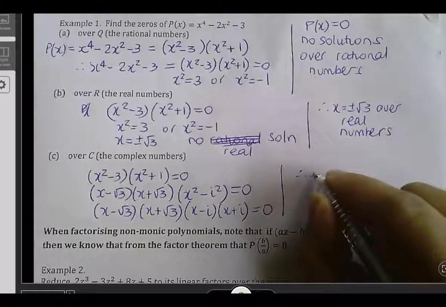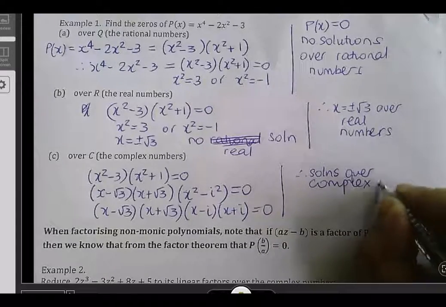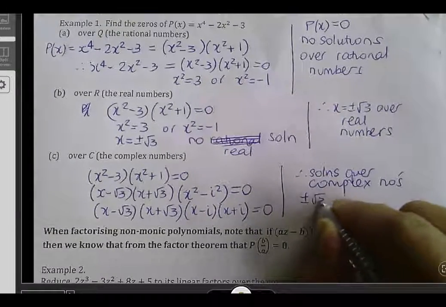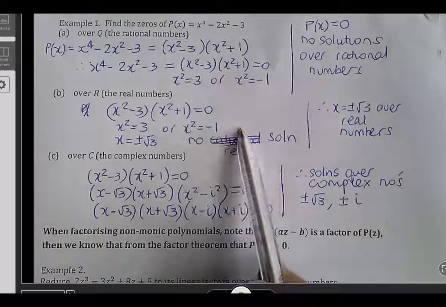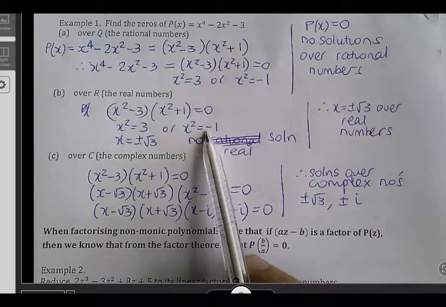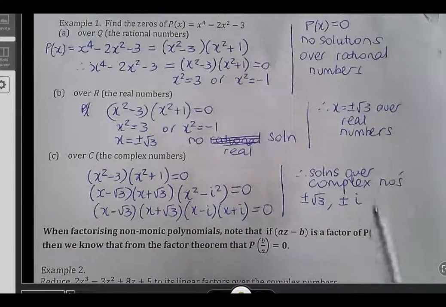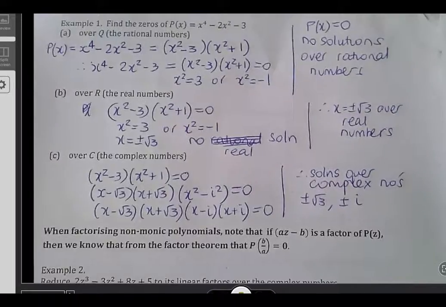So therefore, the solutions over the complex numbers are plus or minus root 3, plus or minus i. I could have just continued from here and just gone x squared is negative 1, x squared is i squared, x is plus or minus i. But I prefer to factorize it. So they're the solutions over the complex numbers. Do you get the idea? So you really need to look at how they're asking you to find solutions. Is it over the rational numbers, over the real numbers, over the complex numbers?